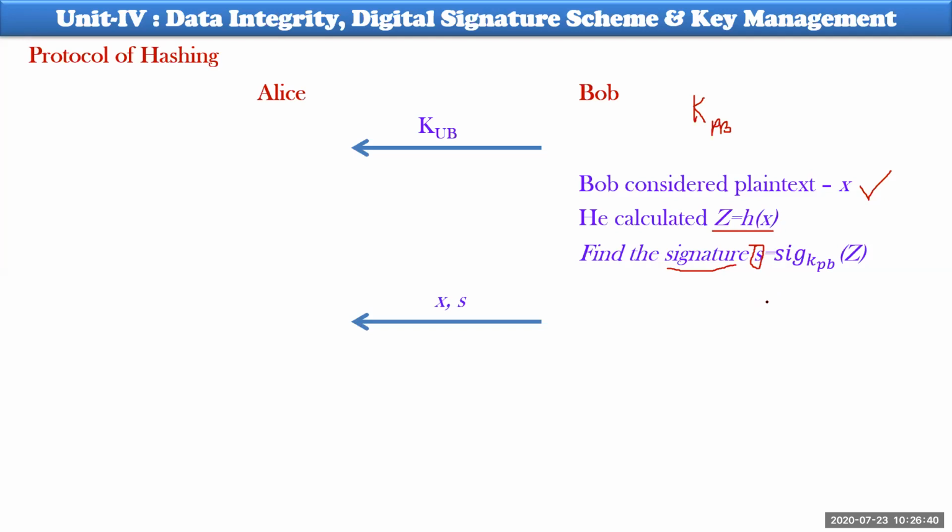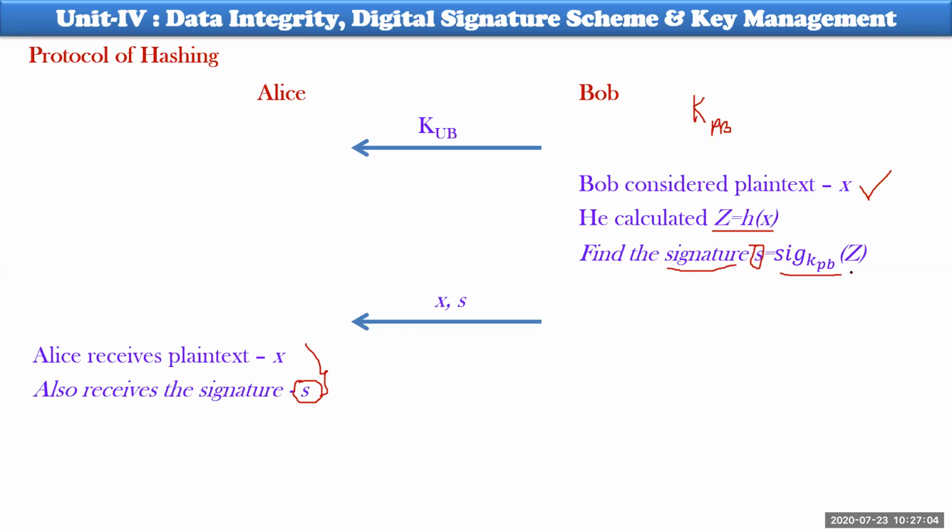What exactly will Alice do at this moment? Alice will receive the plain text and the signature also. Alice cannot modify this S value because it is highly impossible to modify it, since the S value is the signature of the hash function. This signature comes from h of x. Therefore, it is highly impossible to change this one. If you change it, your entire crypto system will be damaged.